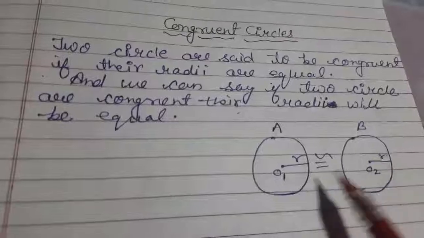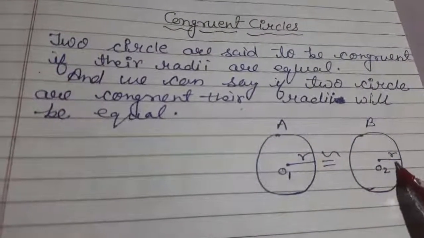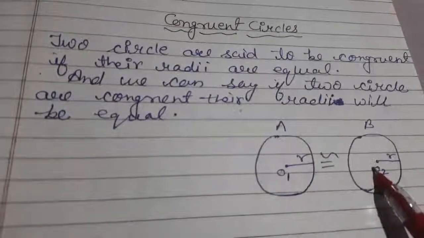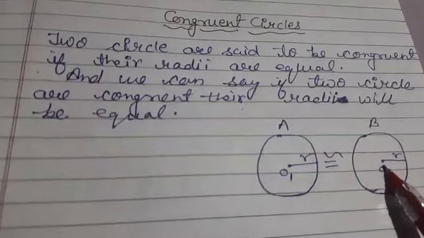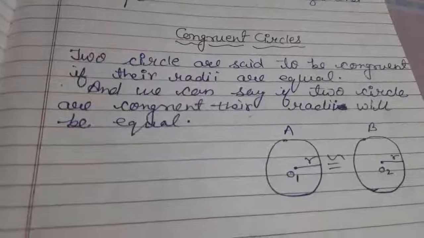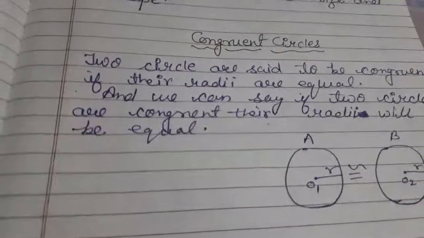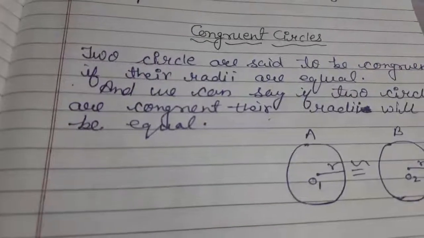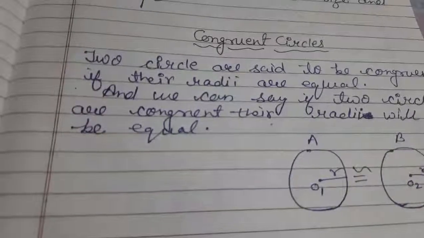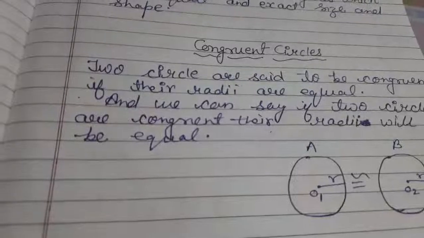So if two circles have the same radius, then they are congruent, and we will say two circles are congruent if their radii are equal. So this is congruency in circles. Our exercise 10.2 is totally based on it. We can use these as theorems also. In exercise 10.2 it is given as a question, so we will discuss it.